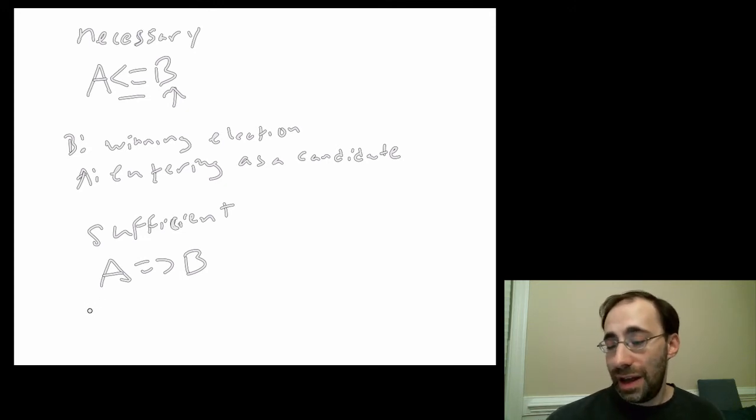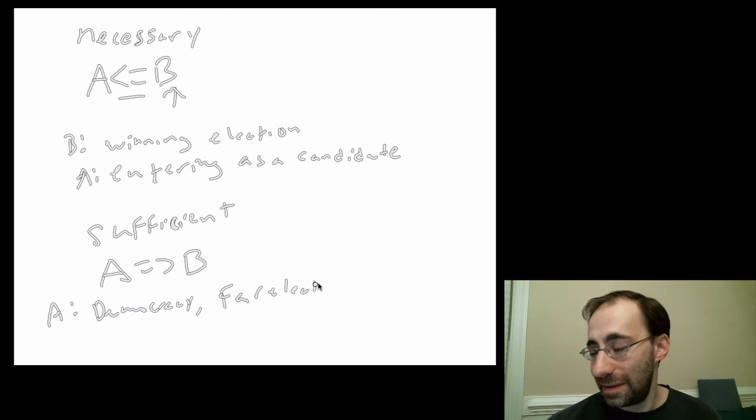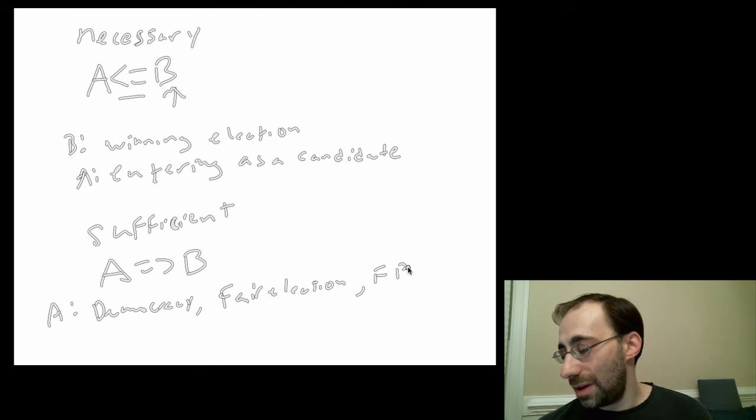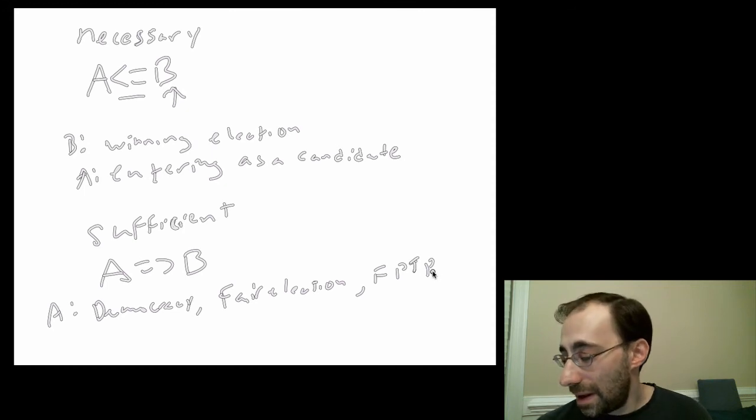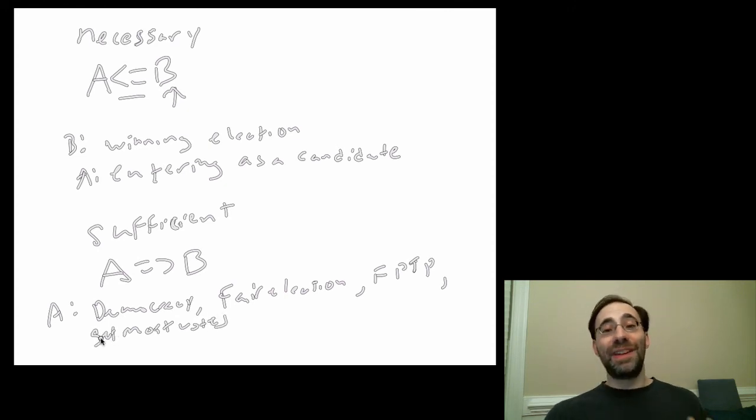Well, if you're in a democracy and you have a fair election and it's a first past the post, plurality rule type of election, and you get most votes, that is typically enough to win an election, ignoring electoral college issues, whatever. That's typically enough to win the election. So that A would be a sufficient condition that would produce the B of winning the election.